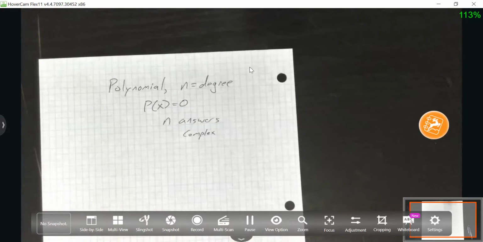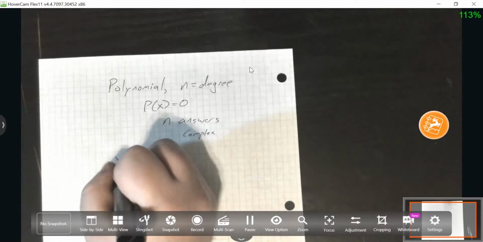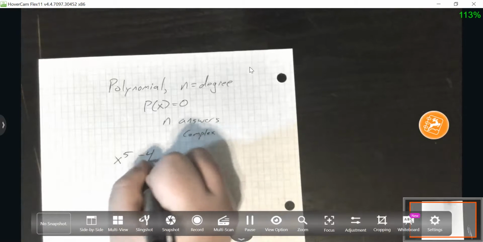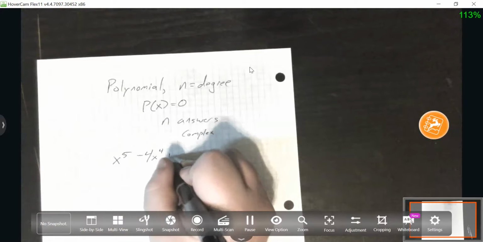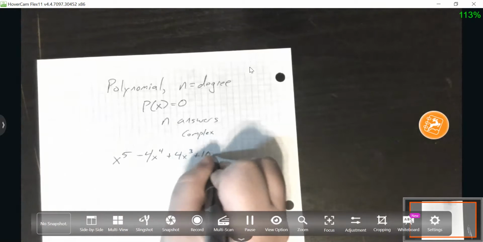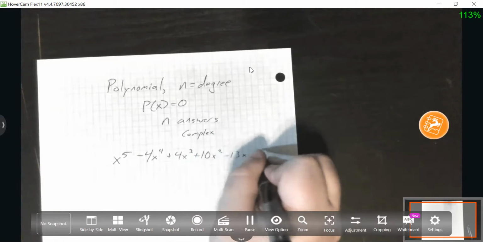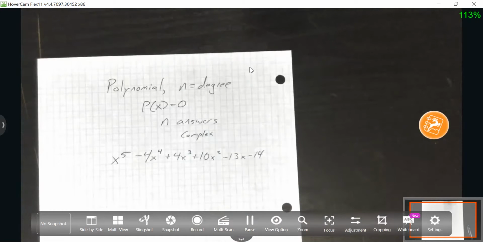So what could we do with this? Well, let's do a nice big horrific example, something horrible. So let's say we had x to the 5th minus 4x to the 4th plus 4x cubed plus 10x squared minus 13x minus 14. And we wanted to actually find all the zeros. We want to know when that's equal to 0. Okay, this sucks. There's a whole bunch of topics that we're not going to talk about, like Descartes' rule of signs, that tell us numbers we can guess and check.